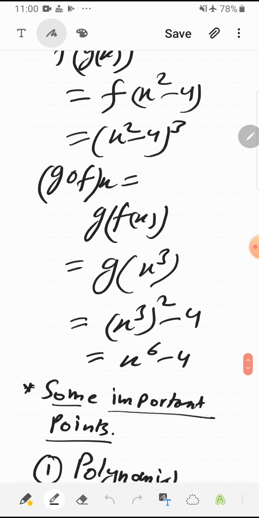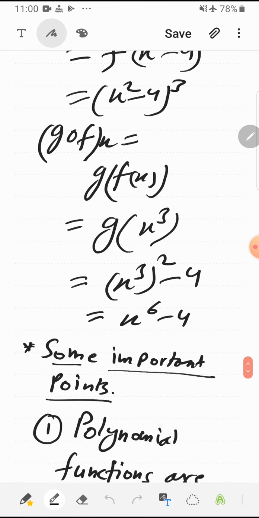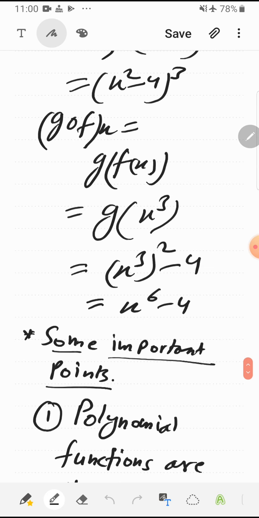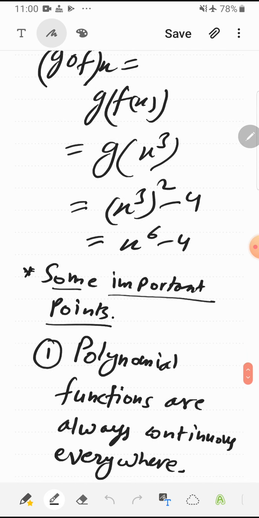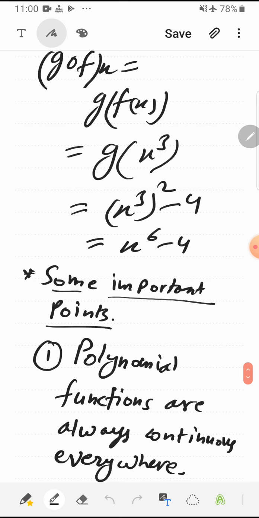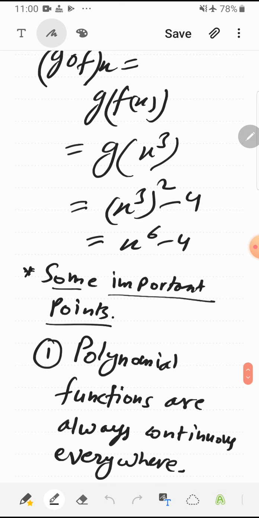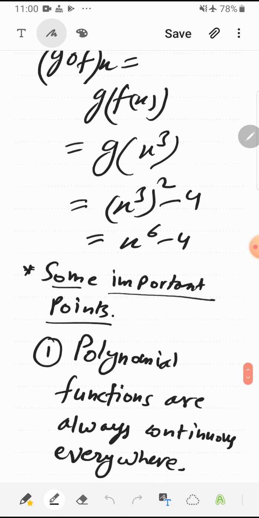Now next is some important points regarding continuity. We should know that all polynomial functions are always continuous everywhere. Friends, we are doing real calculus. That means the universal set of this calculus is all real numbers. So polynomial functions are continuous over all real numbers. Remember.